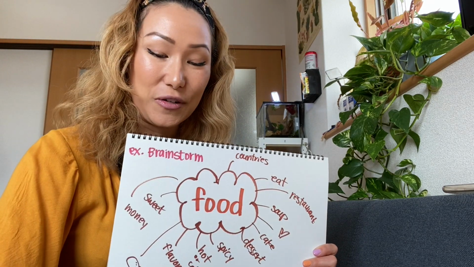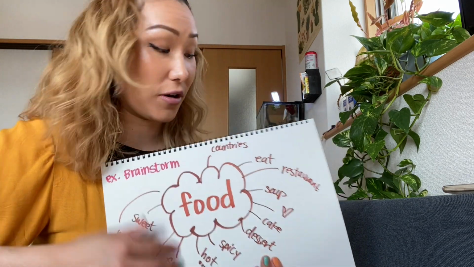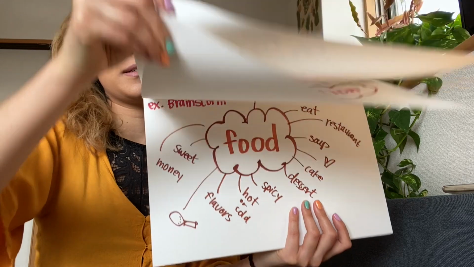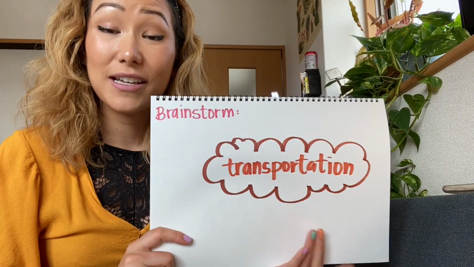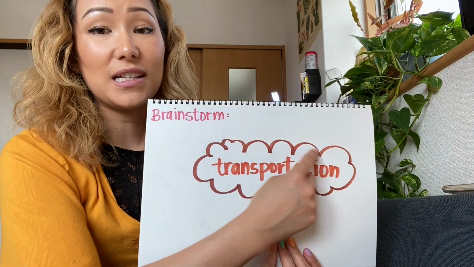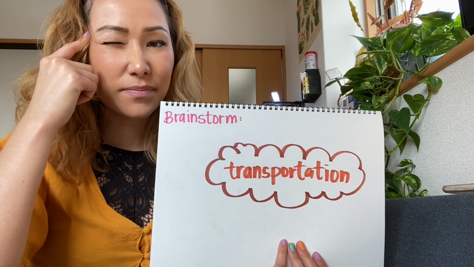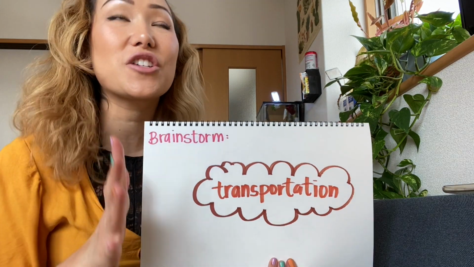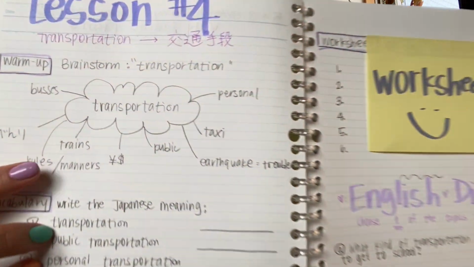What you're going to do is do a brainstorm, but with the word transportation, okay? So in your notes, I want you to write the word transportation, draw a cloud around it, and think of anything that has to do with this word, and write as much as you can, all right? So let's go ahead and get our notebooks. Open your notebook to a new page and let's go ahead and brainstorm.